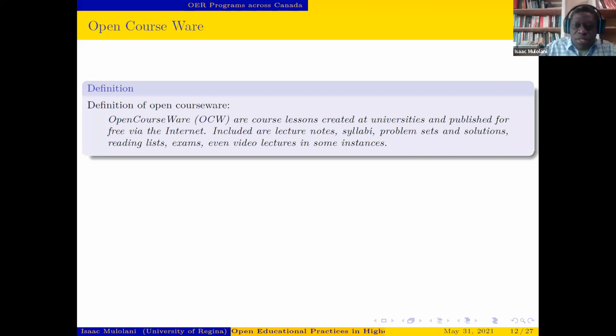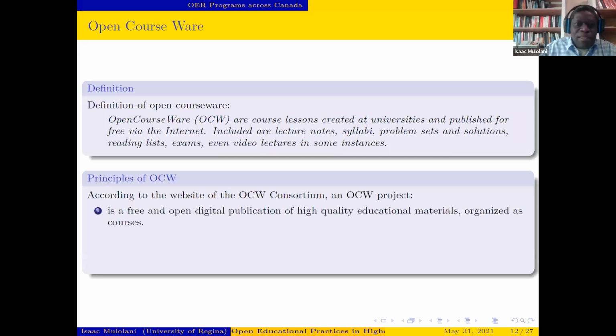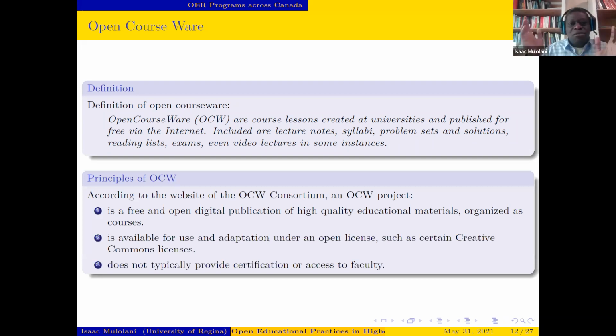So what you'll see is that if you go online to Wikipedia or the Open Courseware Consortium, they talk about it as free and open digital publication of high quality educational materials. And generally you organize them as courses. So there's a bunch of different places where you can get that.